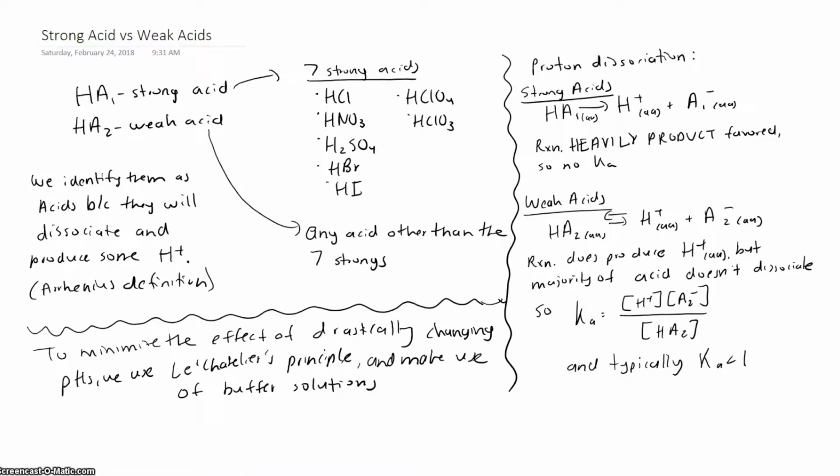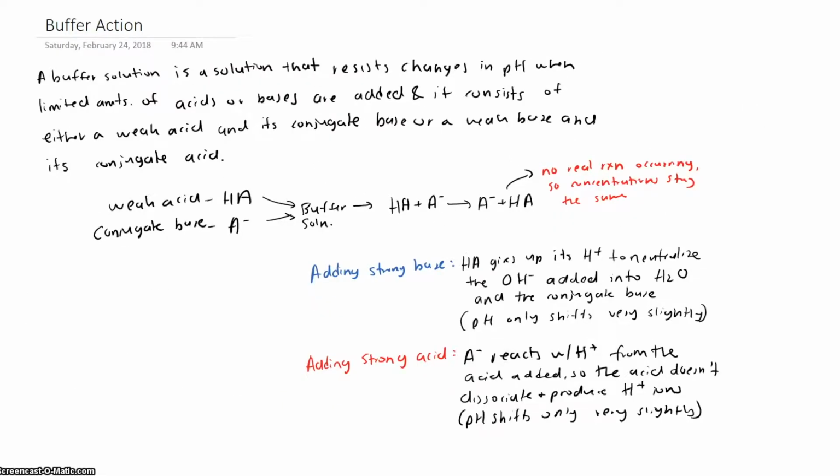To minimize the effect of drastically changing pHs, we use Le Chatelier's principle, and we make use of buffer solutions, which we will now talk about. A buffer solution is a solution that resists changes in pH when limited amounts of acids or bases are added, and it consists of either a weak acid and its conjugate base, or a weak base and its conjugate acid. As you can see in this buffer solution, we have a weak acid and its conjugate base.